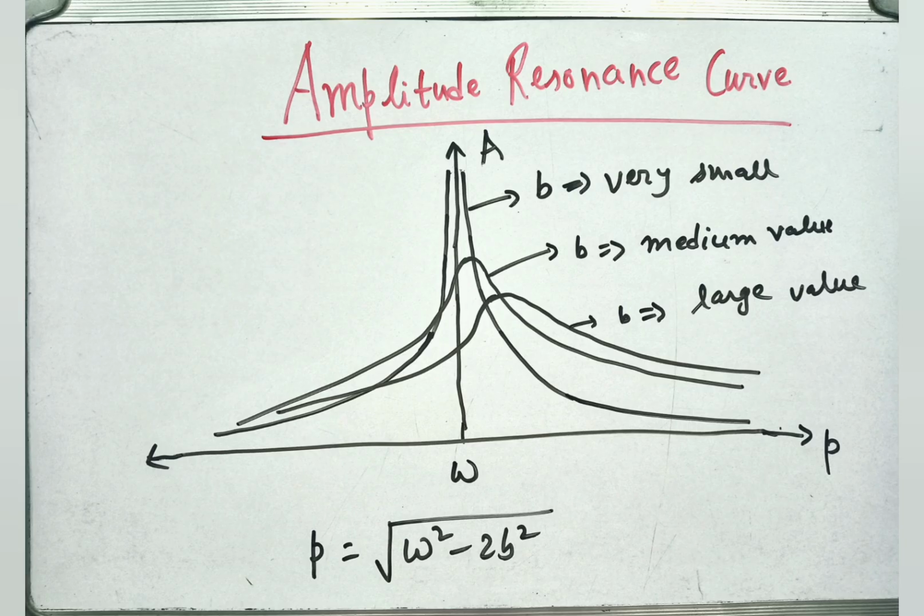Now you can see the frequency at which the amplitude resonance happens, meaning the amplitude will be maximum, is shifting from omega, because of the expression root over omega square minus 2b square. So if b increases, p will shift from omega. When b is very small, for example b is 0, then p will be omega, right? So please remember that for amplitude resonance, the frequency at which the amplitude will be maximum is different from omega.